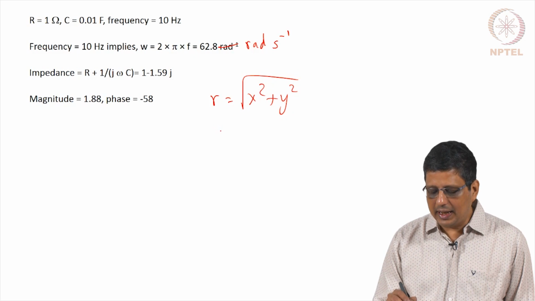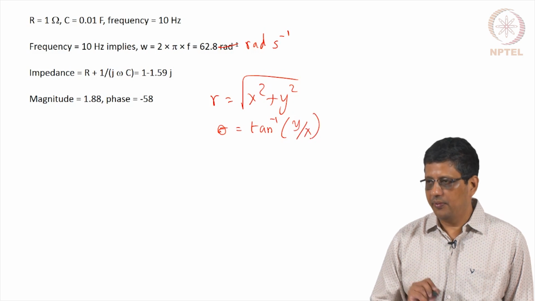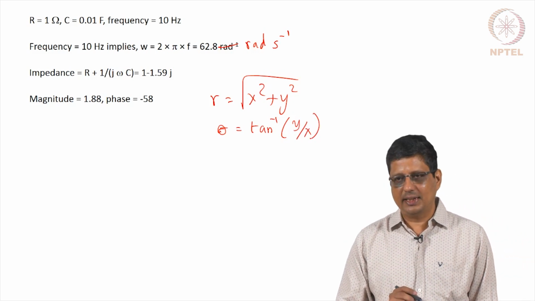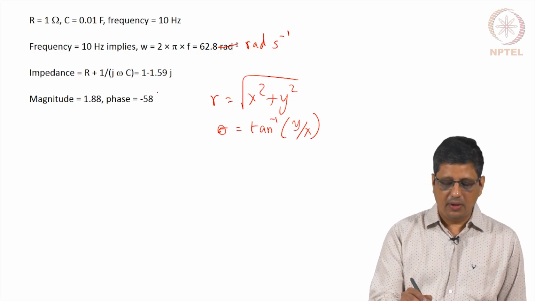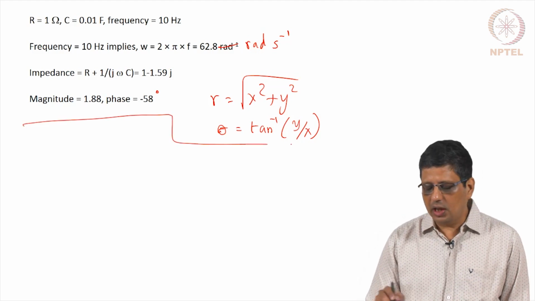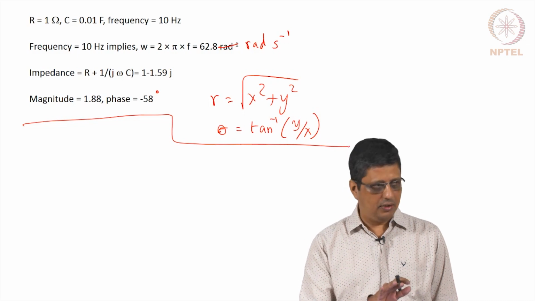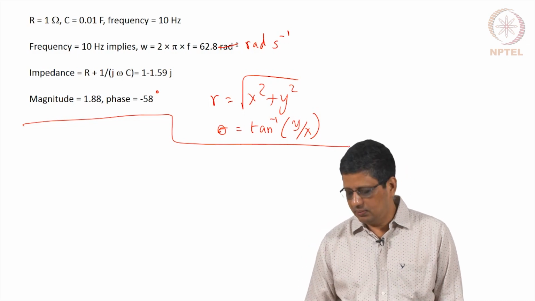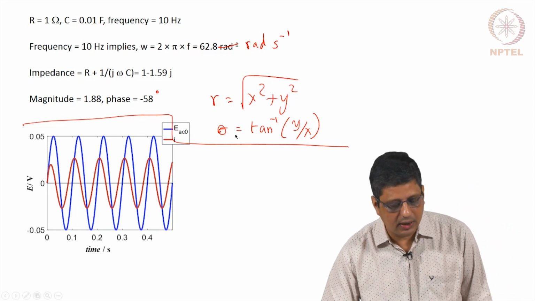right, and you are going to calculate the angle as tan inverse of y by x. You will get an angle of about 58 degree and amplitude of about 1.88. Without solving the ODE, you can get this value. This is lot simpler than solving the ODE, but I want to show you what happens when you solve the ODE.